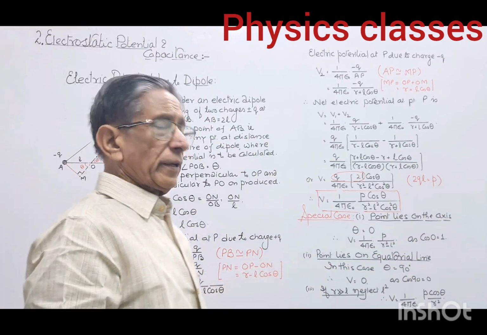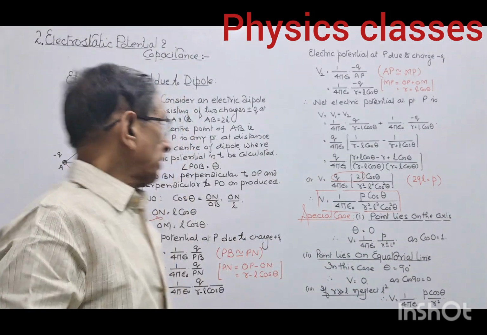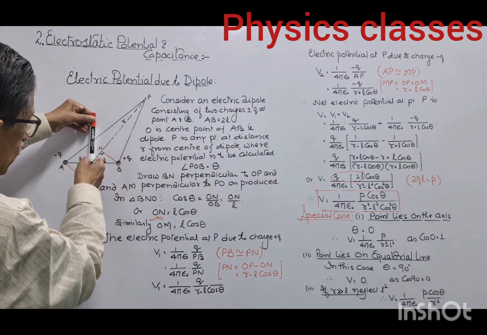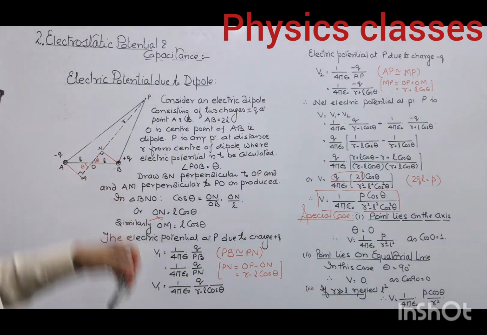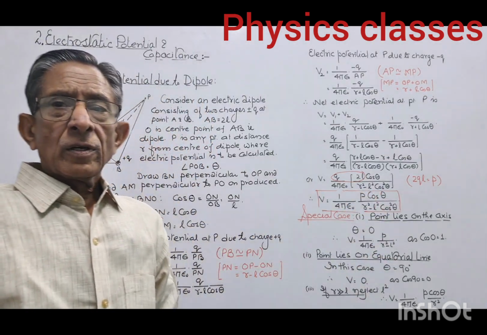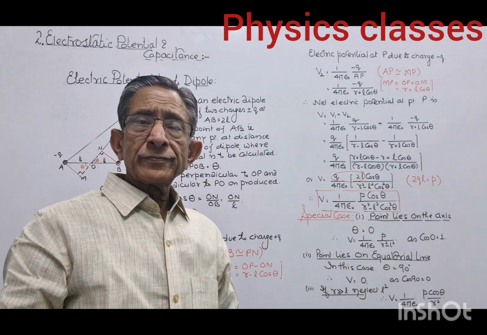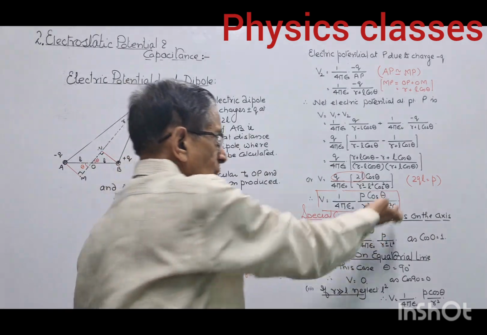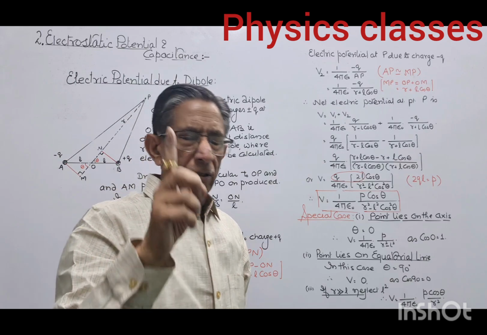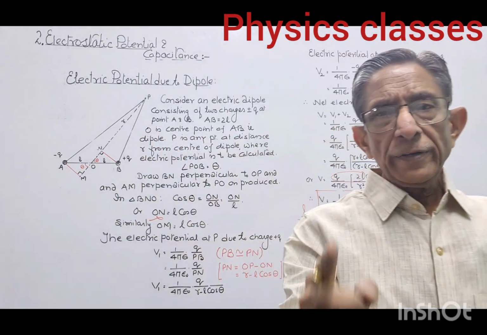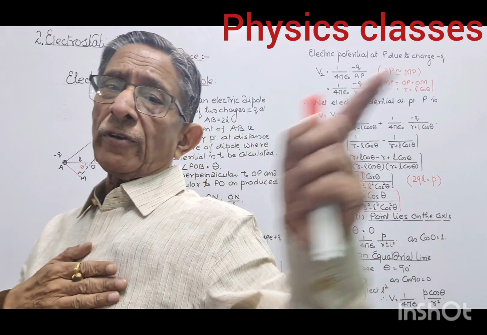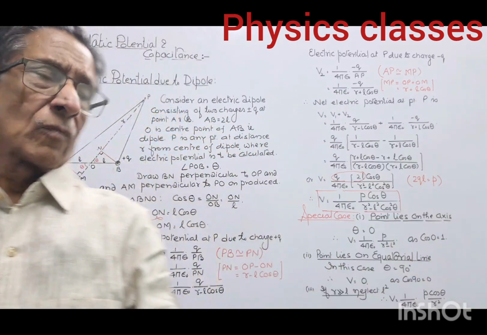Now, on the equatorial line. For the equatorial line, theta is equal to 90 degrees. And hence, electric potential vanishes. You put theta equal to 90. Cos 90 is 0, so the whole term will become 0. So the electric potential at a point on the equatorial line is always 0.